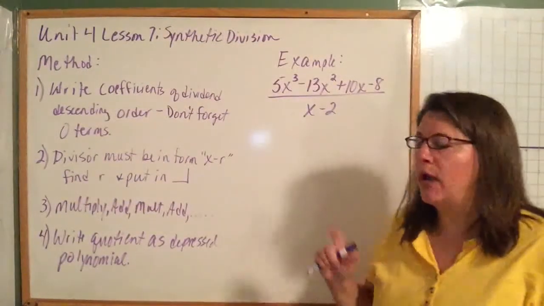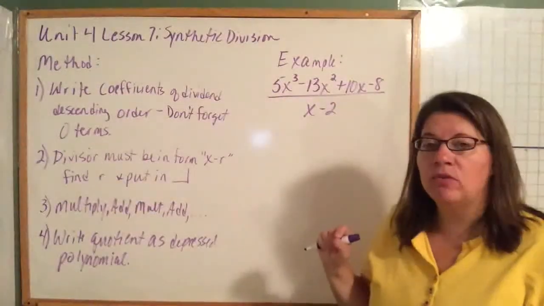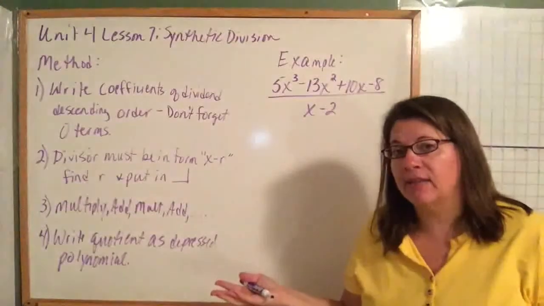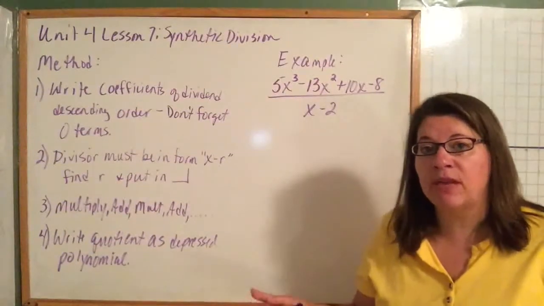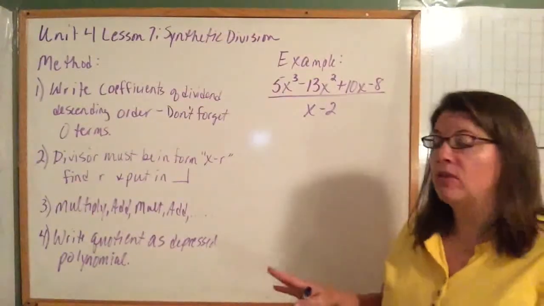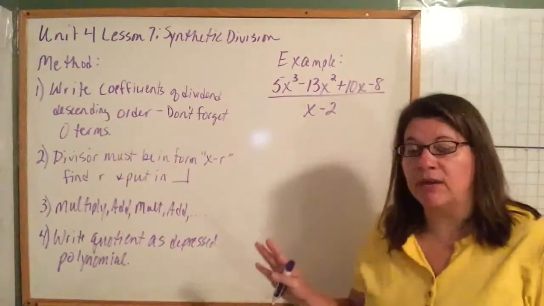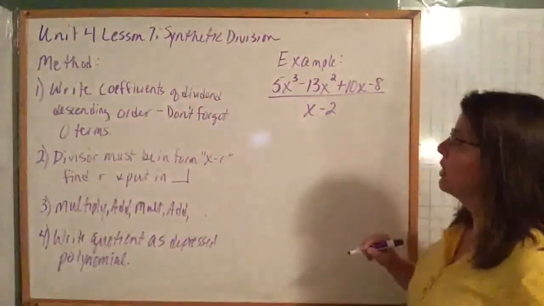So if you have something other than a binomial on the bottom, you will have to use long division, which we've learned in the last lesson is very time consuming. So anytime we have something that will save us time, that's what we want to use. And synthetic division saves you a huge amount of time when you're dealing with division of polynomials. So that's why we're learning it.